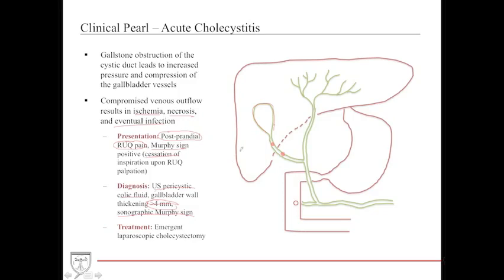This is very different because we're talking about ischemia, necrosis, and perforation of the gallbladder, which can cause peritonitic signs and acute abdomen. These instances will require emergency surgery, most likely an emergent laparoscopic cholecystectomy.